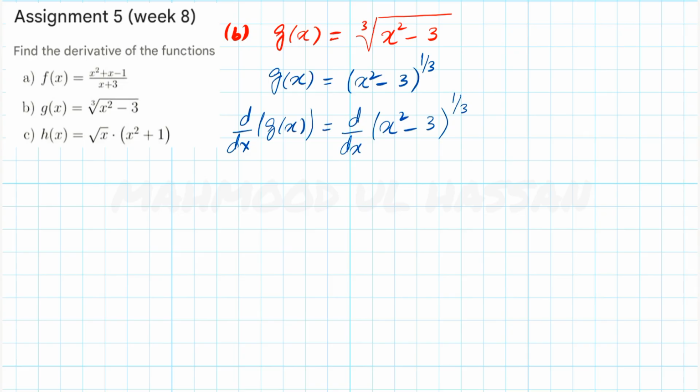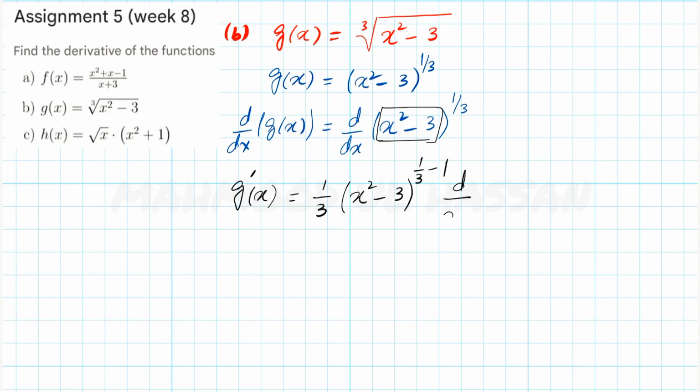Okay, so now in this case the left hand side can be written as g prime of x, and on the right side we are going to apply the power rule. That would become 1 divided by 3 into x squared minus 3, and then we have to subtract 1 from the power, that is 1 by 3 minus 1, and then we are going to take the derivative of the base. This is the base, and we are going to take the derivative of the base as well.